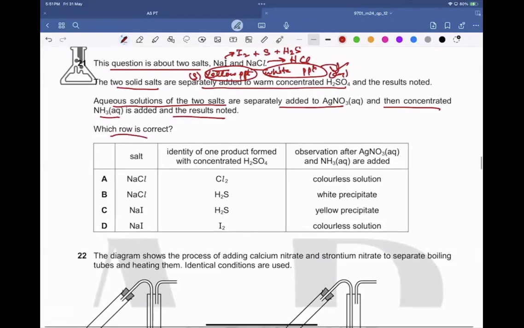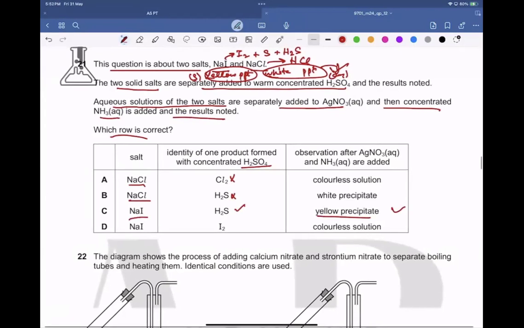Which row is correct? Identify the one product formed from sulfuric acid. With sodium chloride? No. With sodium chloride? No. With sodium iodide? Yeah, H2S is formed and yellow precipitate. So with sodium iodide, iodine is formed, and with silver nitrate, we are not going to get colorless solution because yellow precipitates are insoluble in aqueous ammonia. So C is the correct answer.